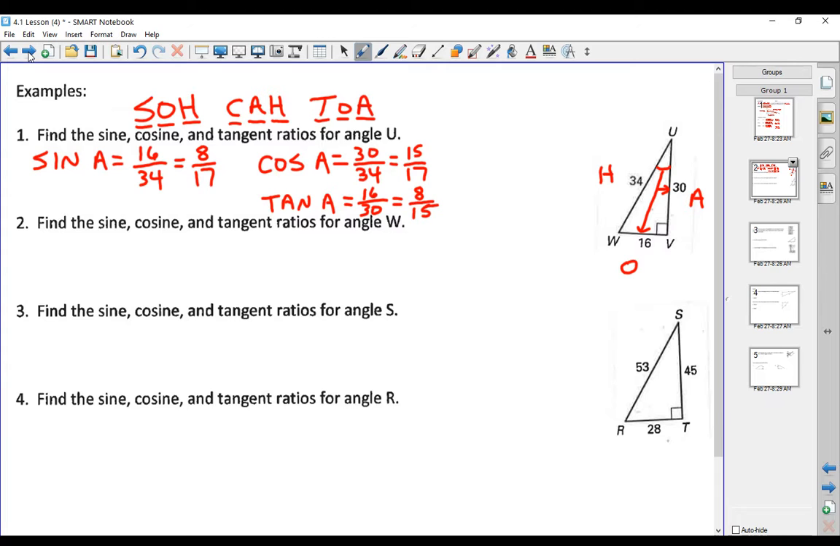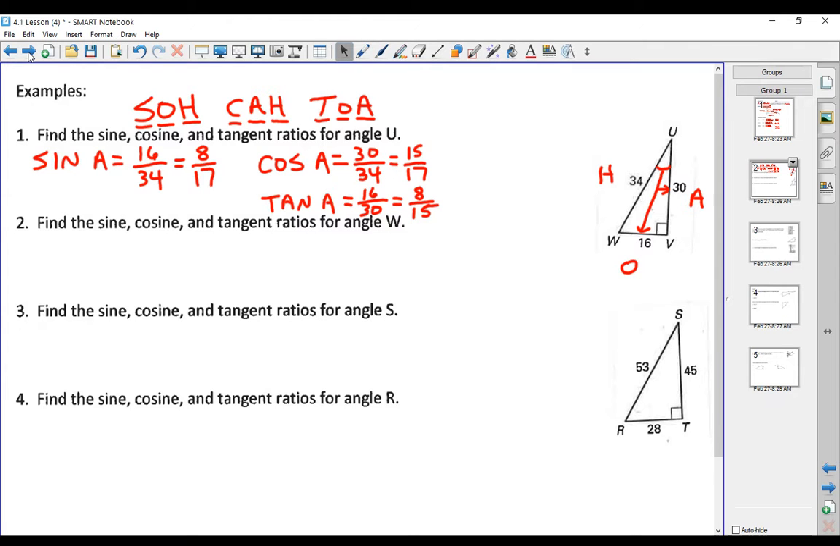So the sine of angle A is 8 over 17. The cosine of angle A is 15 over 17. And the tangent of angle A is 8 over 15. We're going to leave these as fractions. Sometimes they may ask you to divide those out and make decimals out of them.